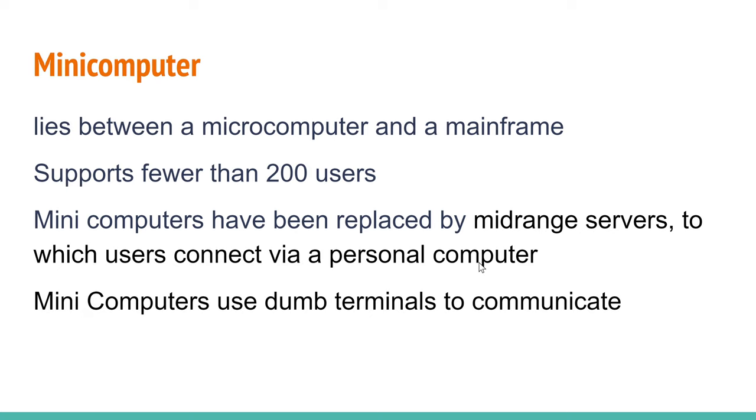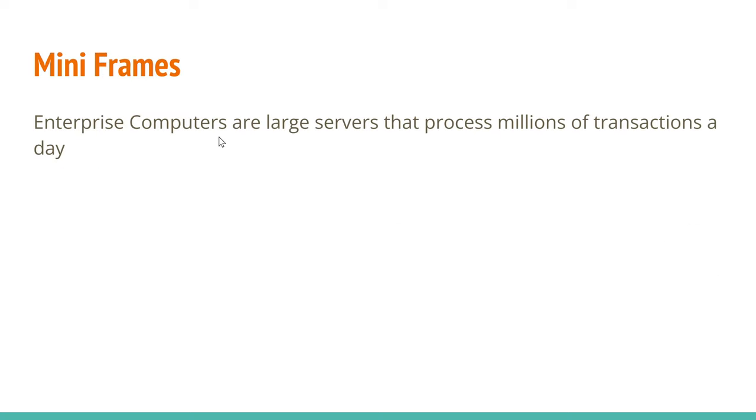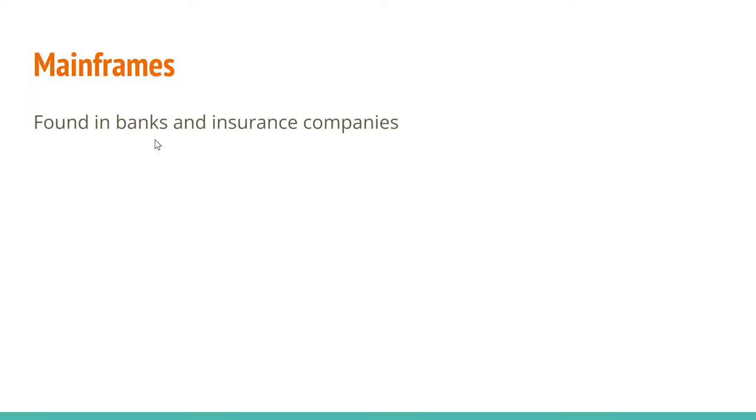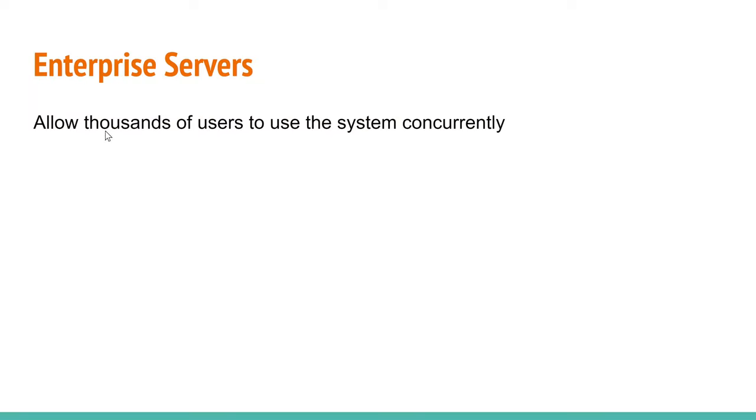Many minicomputers use dumb terminals to communicate. Mainframes: enterprise computers are large servers that process millions of transactions a day. Found in banks and insurance companies. Enterprise servers allow thousands of users to use the system concurrently.